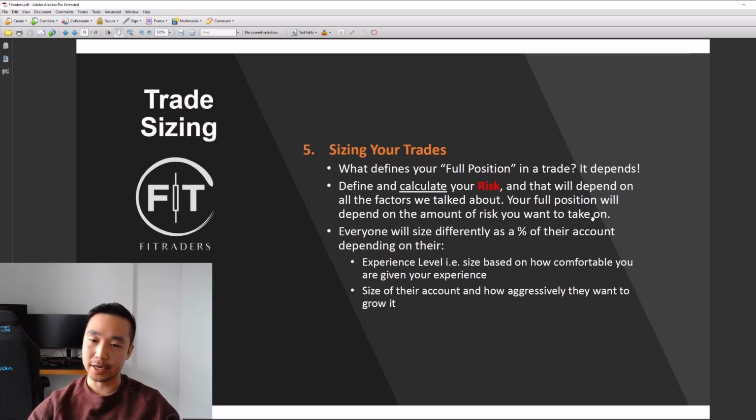So this is what I've been saying right here. Everyone will size differently as a percentage of their account, depending on their experience level. Size based on how comfortable you are given your experience, the size of your account, and how aggressively you want to grow it. So you've got to sit down and think about those things and how you want to grow your account. What level of risk? A lot of people don't think about that. Write it down on a piece of paper if you have to remind yourself every day of how much risk you want to put up.